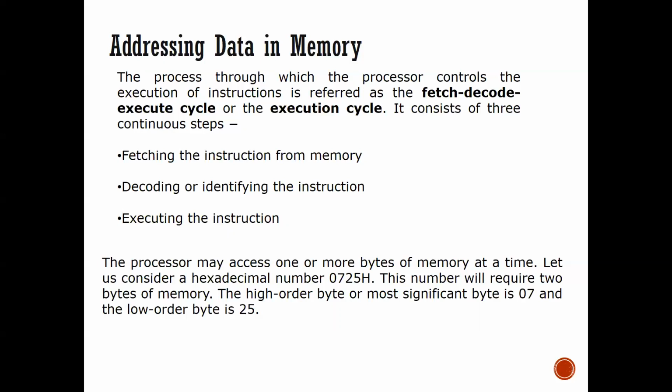The processor may access one or more bytes of memory at a time. Let us consider the hexadecimal number 0725H. This number will require 2 bytes of memory. The higher-order byte, or more significant byte, is 07 and the lower-order byte is 25.